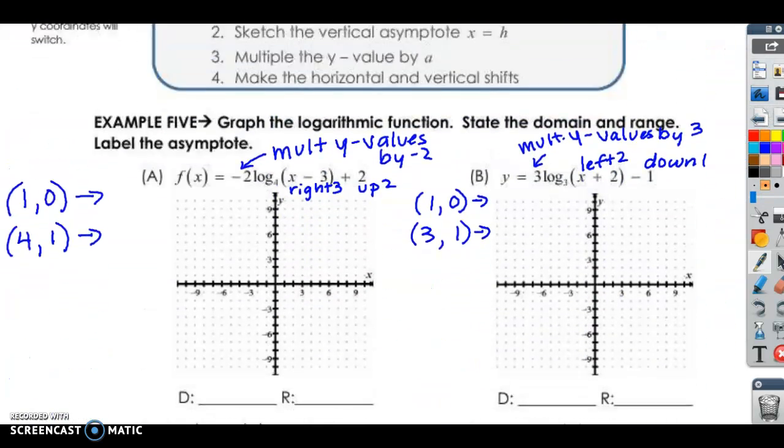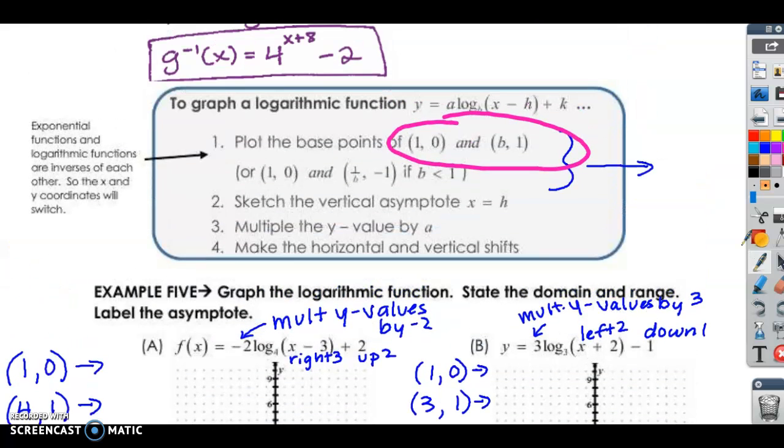So, all right, where am I at? You're going to plot, you just need 2 points. You're going to plot those 2 points. You're going to sketch the vertical asymptote, okay? And then you are going to multiply the y value by whatever a is, the number in front of the logarithm. And then you're going to make the horizontal and vertical shifts. Now, you can kind of do it in a little different order once you get comfortable with doing this. It just depends.